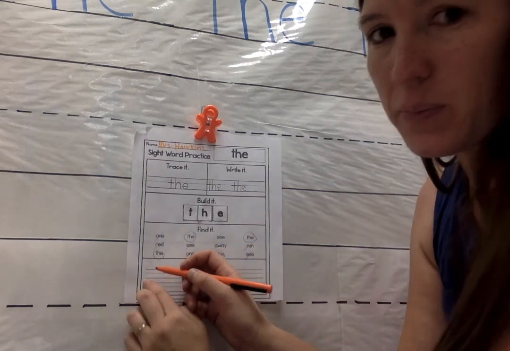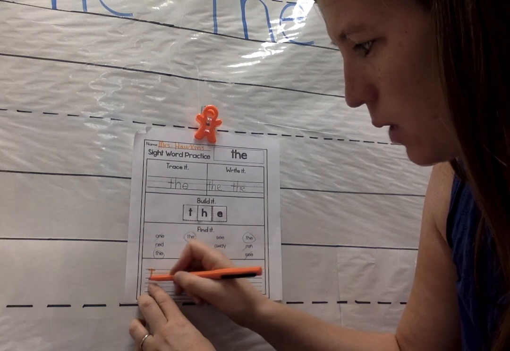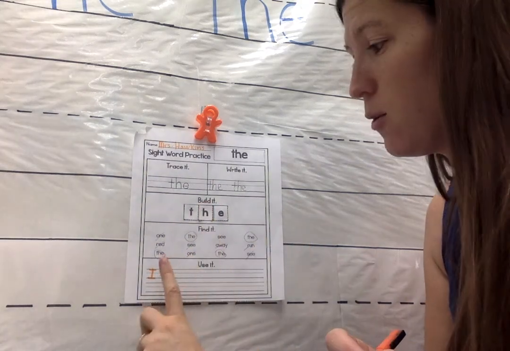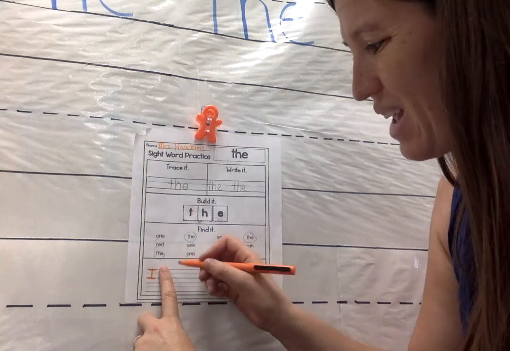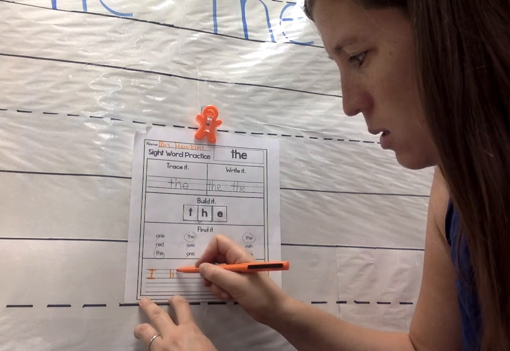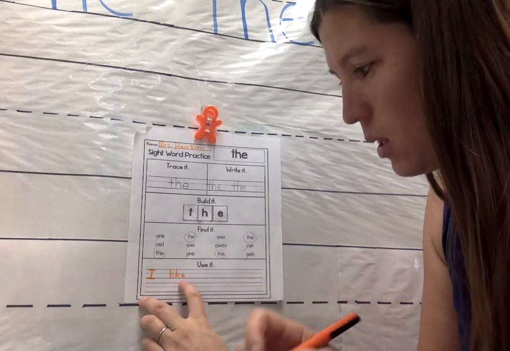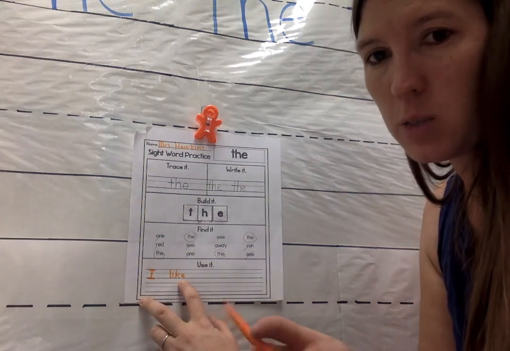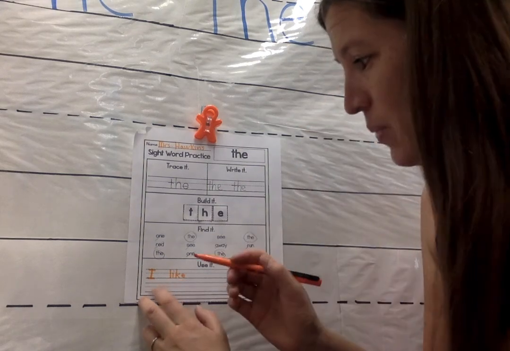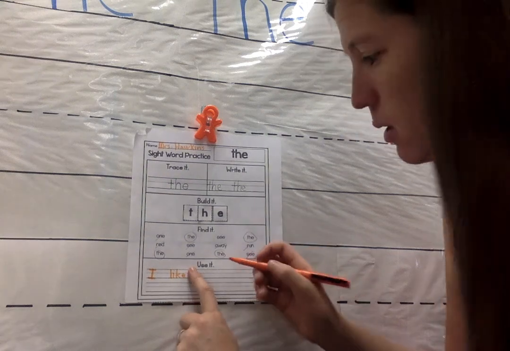Starting on the left, I, how do I spell I? Capital I. Down, add a hat, add some feet. In between my words, I need a finger space. I like. How do I spell like? L-I-K-E spells like. Hi ho, did you know L-I-K-E spells like? I like the, my new word the, finger space, the.